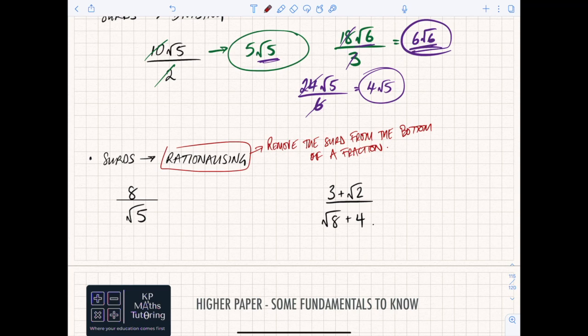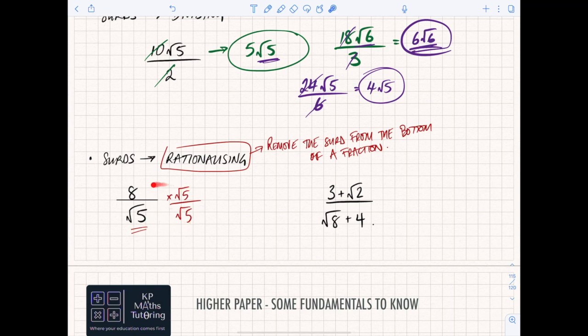So in this instance here, I need to basically remove root 5 from the bottom. If there's just a surd at the bottom, what you do is multiply it by root 5 over root 5. Because there is a root 5 here, I multiply root 5 by root 5, and as we spoke about previously, when you multiply a surd by itself, it gets rid of the surd sign, because root 5 times root 5 is root 25, and the square root of 25 is 5.